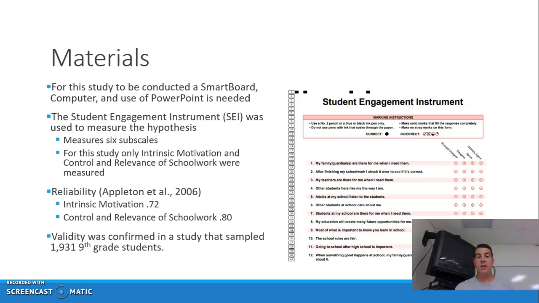The reliability of the subscales for intrinsic motivation was 0.72, and the reliability of control and relevance of schoolwork was 0.80. Validity was confirmed in a study that sampled 1,931 ninth graders.